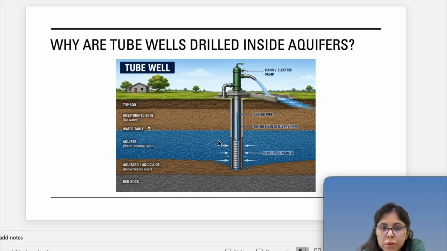So I have one question for you: why are tube wells drilled inside aquifers? Just think about that. Now I guess you guys know the answer. Why don't we drill into aquicludes, why don't we drill into aquitards, and why don't we even drill into aquifuge? Can you just write it in the comments, why we are only drilling tube wells into aquifers, not other geological formations. I guess you guys are now able to understand that. So tell me in the comments. I will not answer this. I just want the answer from you guys.